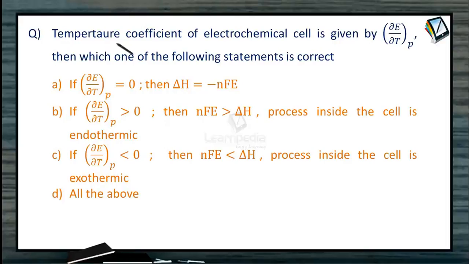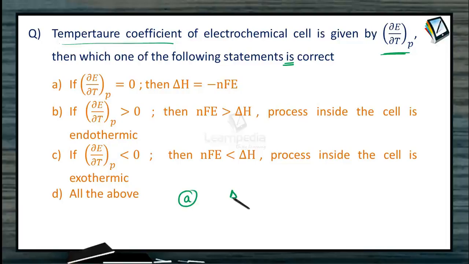And the question is, the temperature coefficient of an electrochemical cell is given by ∂E/∂T at constant pressure. That is the temperature coefficient. Then which one of the following statements is correct? In the first option, ∂E/∂T at constant pressure is 0, then ΔH is equal to minus nFE. Is this option A right or wrong?